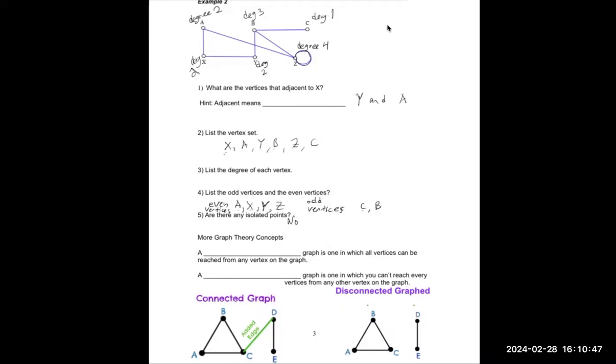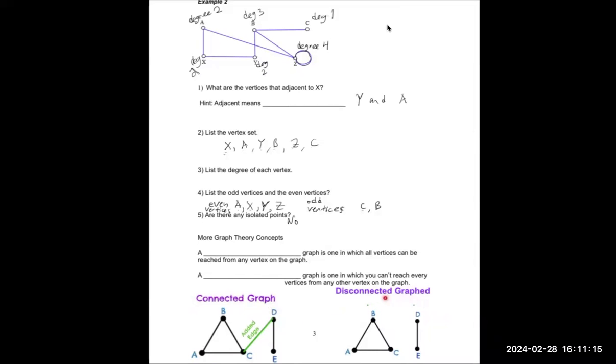So there's a road to every location. If you want to get to every location in the map, there is a road that can get you there. You might have to take lots of roads to get there, but you can get there. So that's the picture here at the bottom. This is a connected graph here at the bottom.